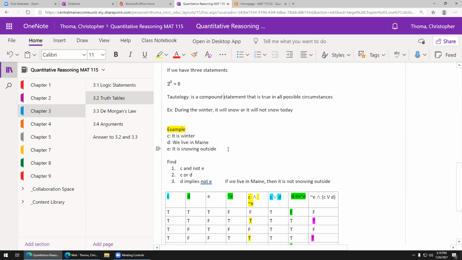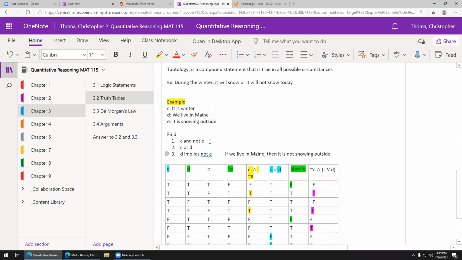Is that because it could be true or it could be false? Correct, and it can't be both at the same time, right? I can't look outside and say it's not snowing or it's snowing and not snowing at the same time. It's one or the other, right? So it's either true or false. So therefore, it is a statement.